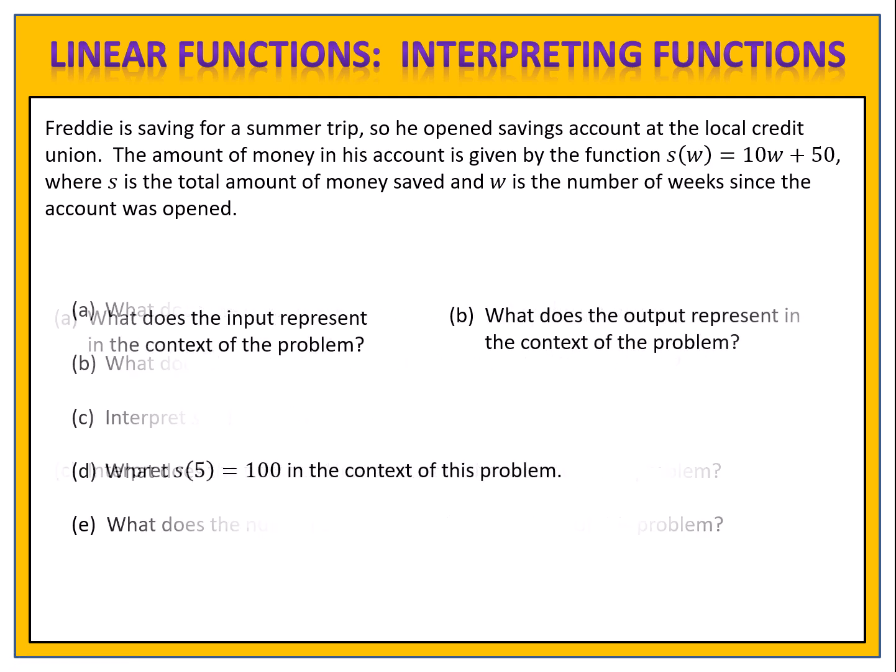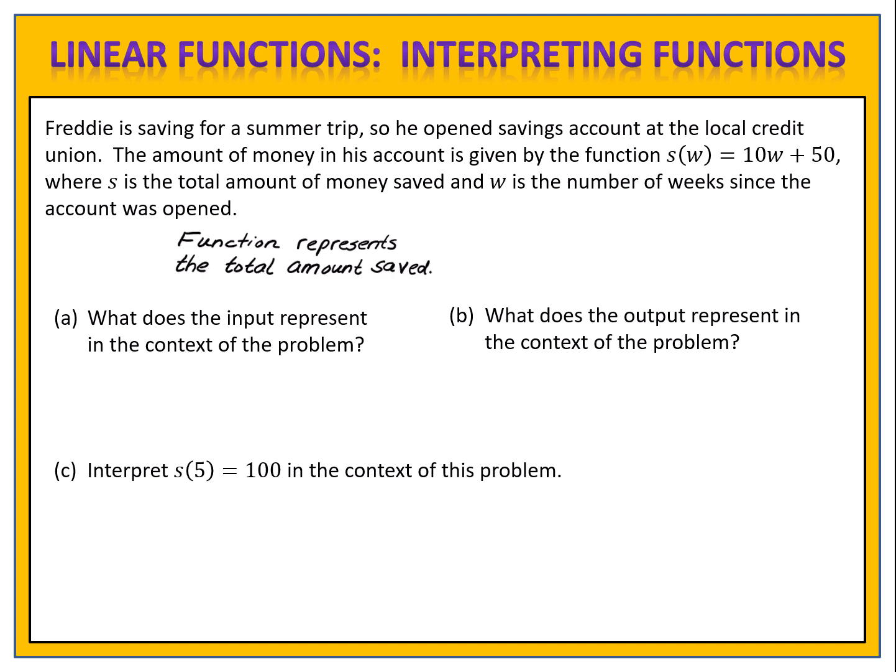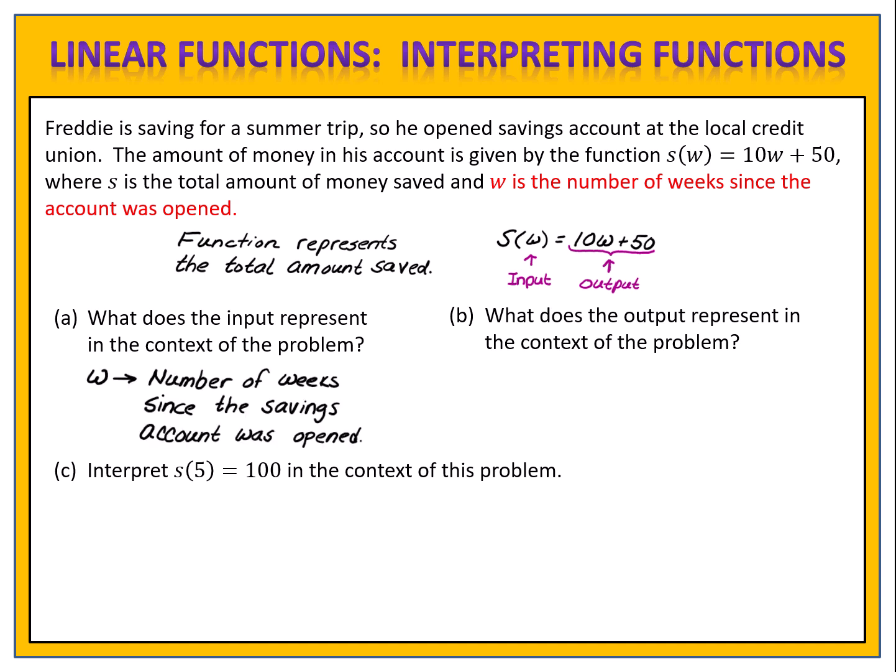Let's see how you did. We begin by understanding the function. The function represents the total amount of money that Freddie has saved, and we can identify the W as the input and the 10W plus 50 as the output. The inputs and outputs are defined in the problem. The input is W, which is the number of weeks since the account was opened. The output is given by the variable S, and that is the total amount of money saved.